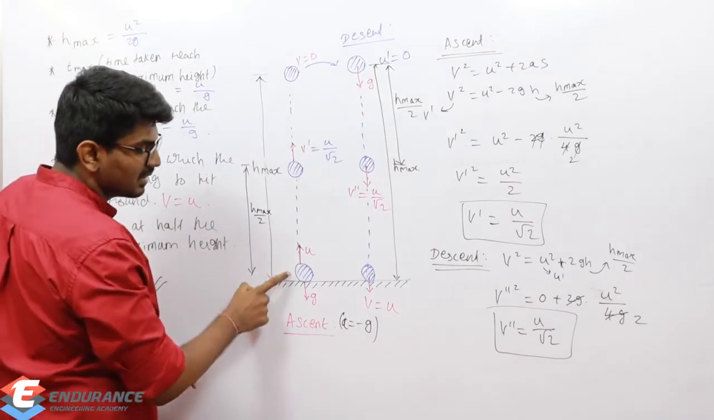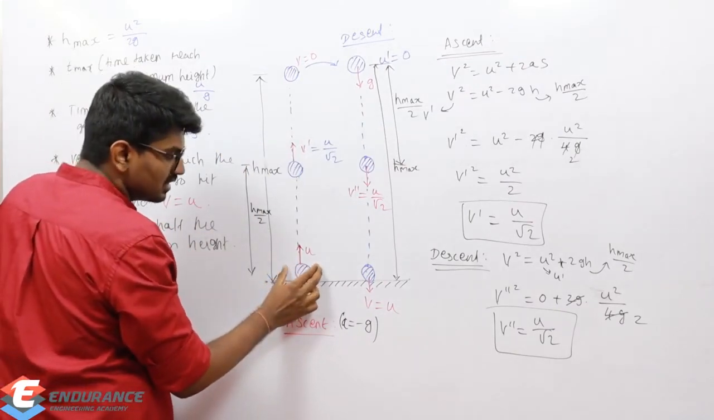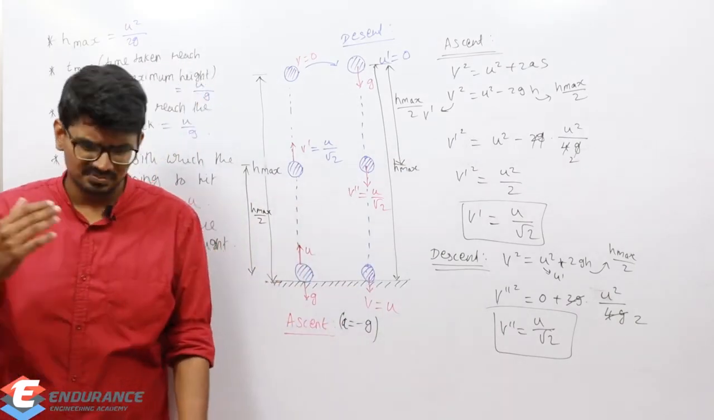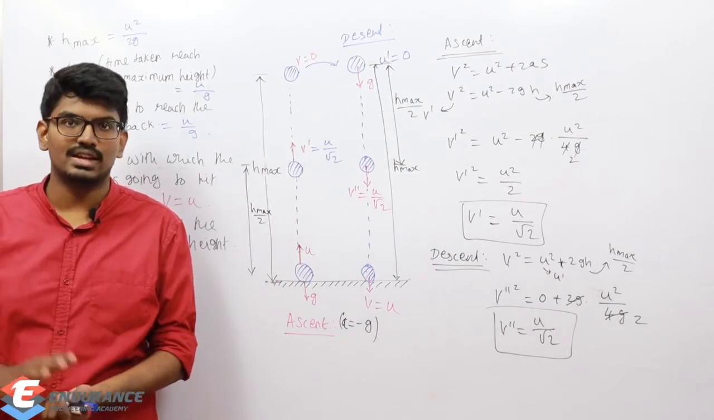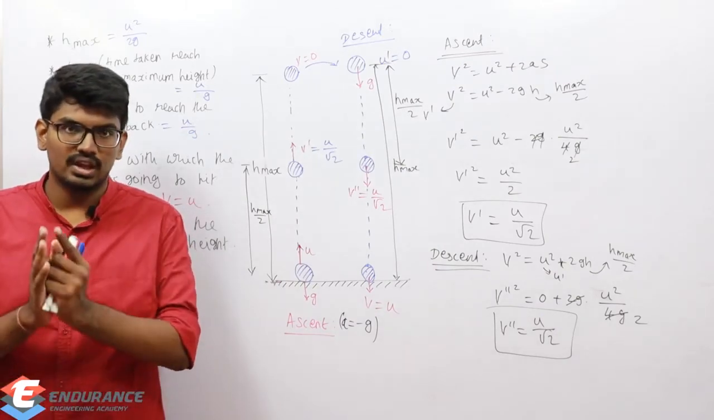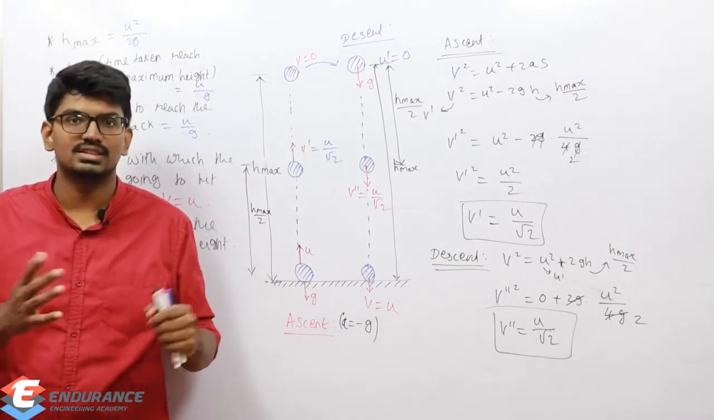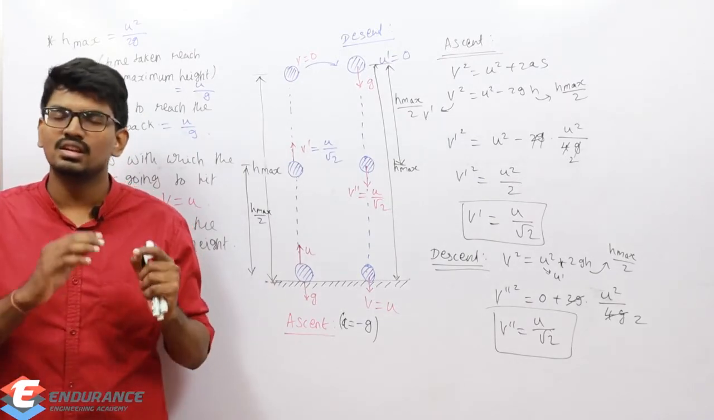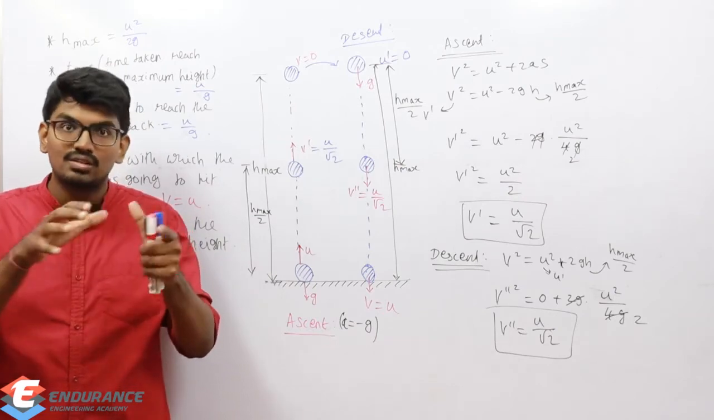That is the same thing which is happening here also, right? Whatever the velocity with which it is moving up, with the same velocity only it is hitting the ground back. You can take an example of a cricket ball. If the batsman hits the ball with a very high velocity, with the same velocity only the ball will land.